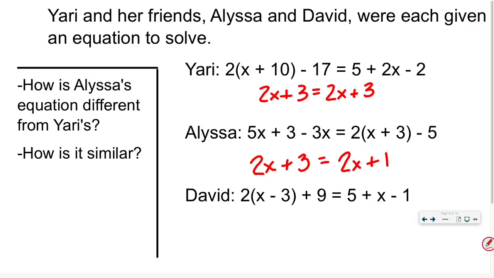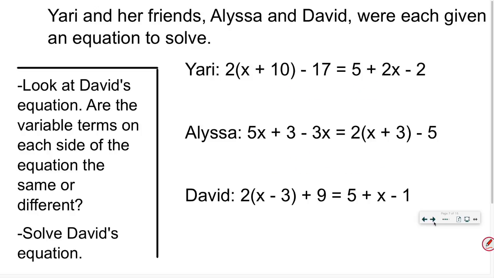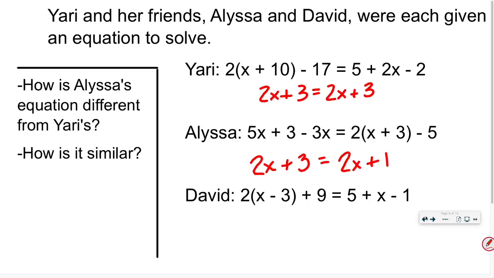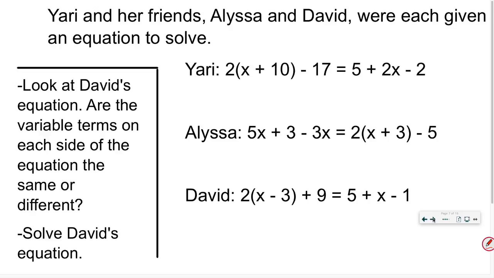Use the word, you have it. Constant. The constant. What's different about the constant in Alyssa's equation? So on one side it's plus 3, and on the other side it's plus 1. And in Yadi's we know they're identical. What do we think about that? There's only one solution. We think there's one solution? Okay, we're going to actually explore that a little bit further in a minute.